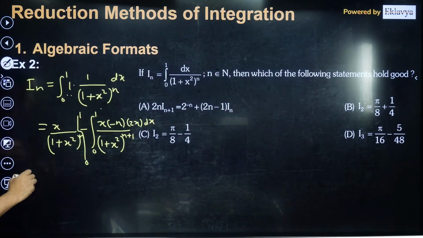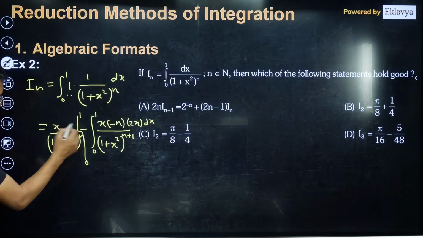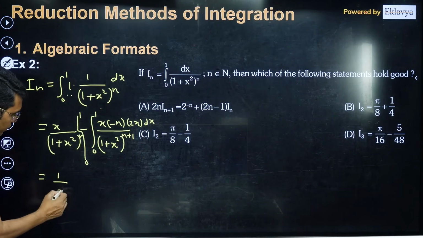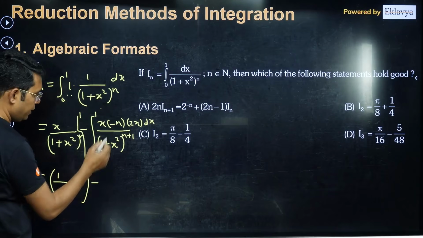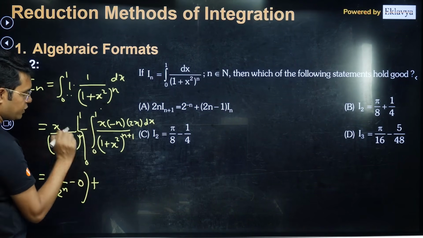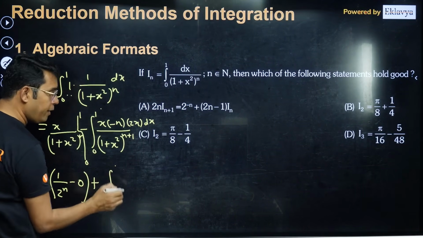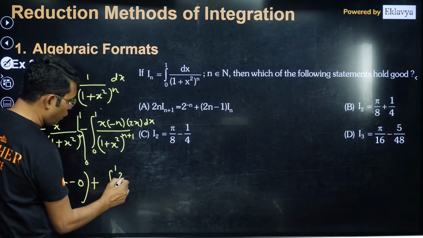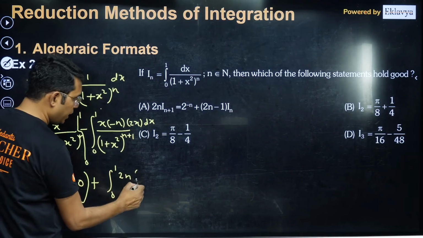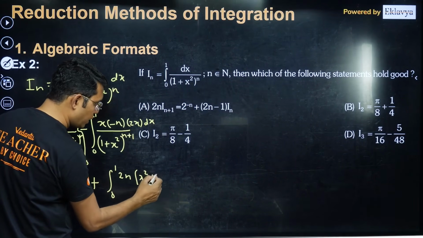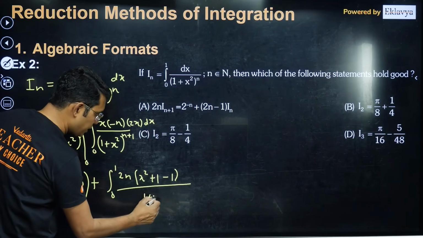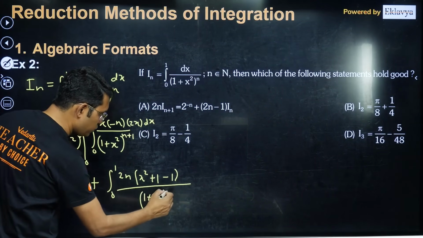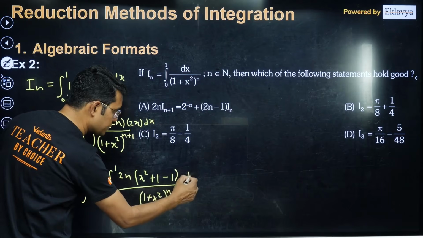So here we will be putting the limits 0 to 1. If you put the values from 0 to 1, for 1 we will be getting 1 upon 2 raised to the power n. For 0 it will be 0. Okay, and then this can be written as minus minus plus, the integral from 0 to 1. I will write 2n common, and then x square. X square we will be writing as x square plus 1 minus 1, upon (1 plus x square) whole raised to the power n plus 1, dx.